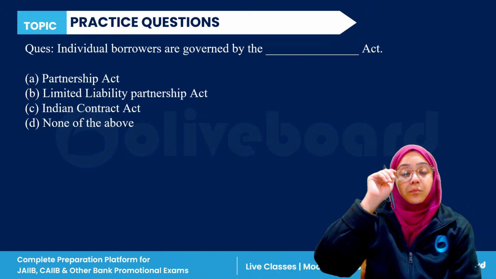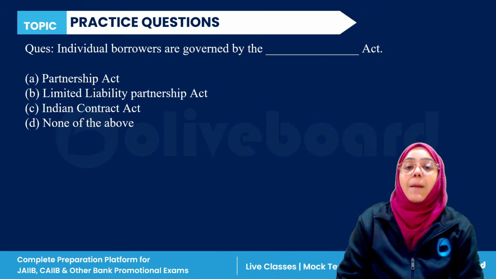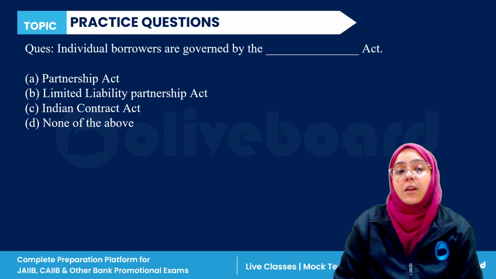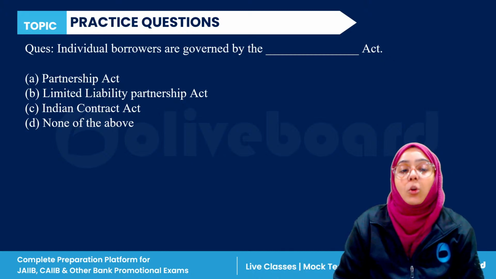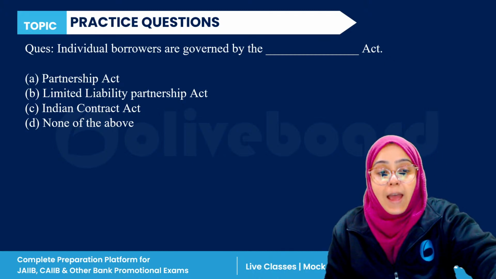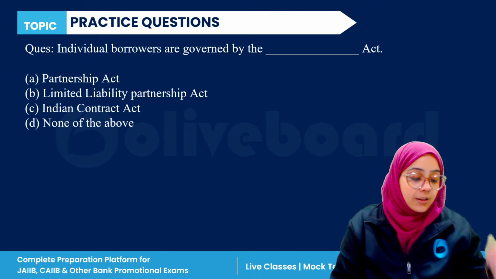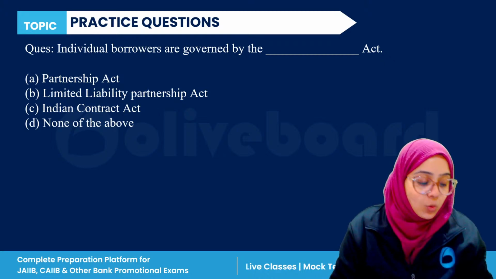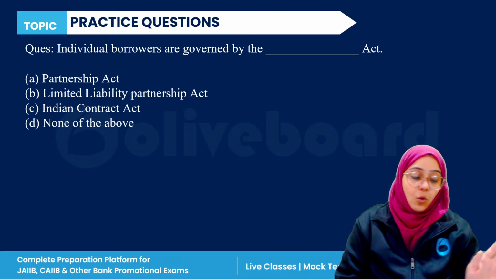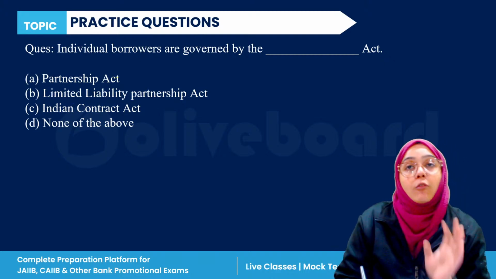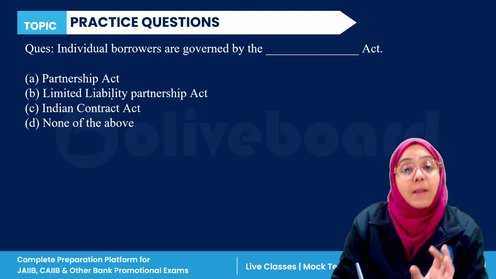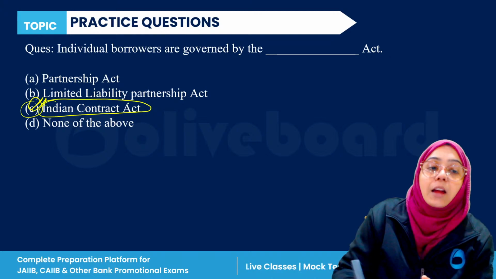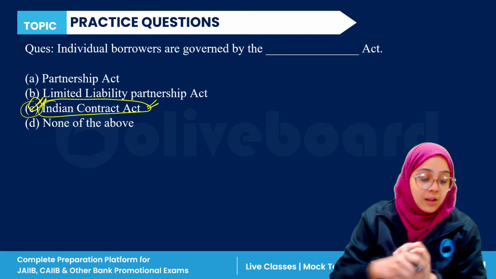Next question. Individual borrowers are governed by which act? Partnership Act, Limited Liability Partnership Act, Indian Contract Act, or none of the above? Very easy. Everyone, please answer this question. No, Hema. The Partnership Act is for partnership firms, and the LLP Act is for LLP firms. Individual borrowers are governed by the Indian Contract Act. So C is the correct answer here.